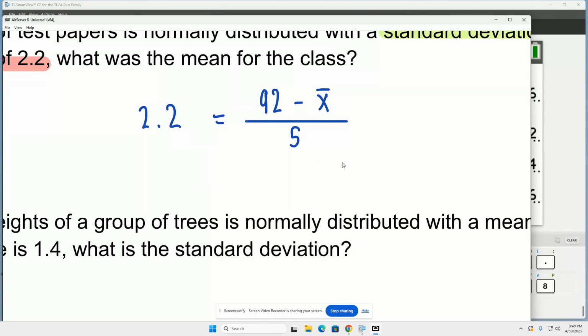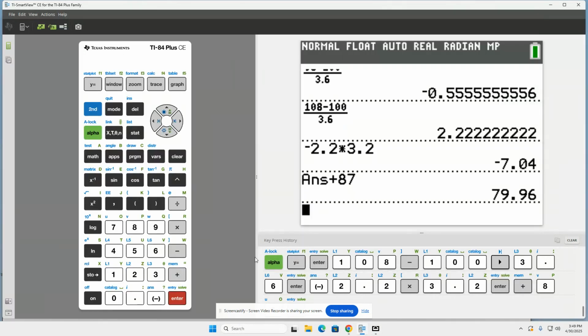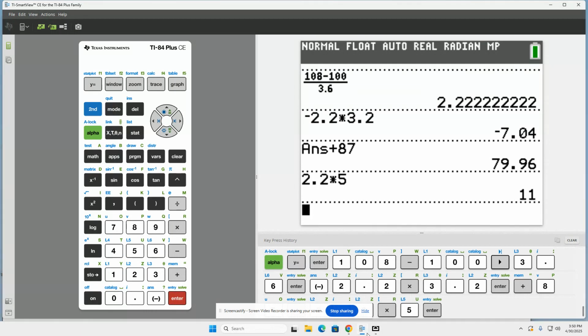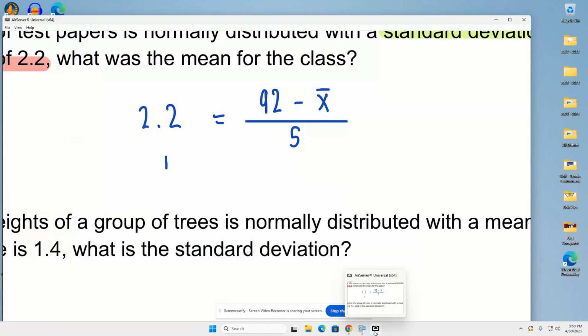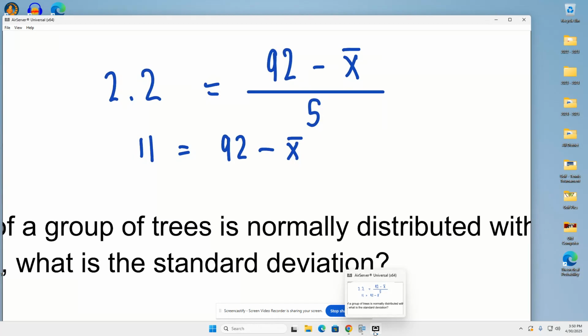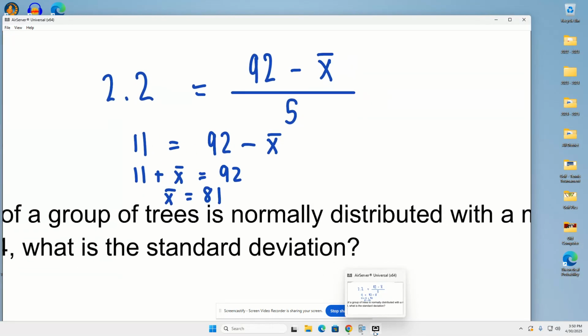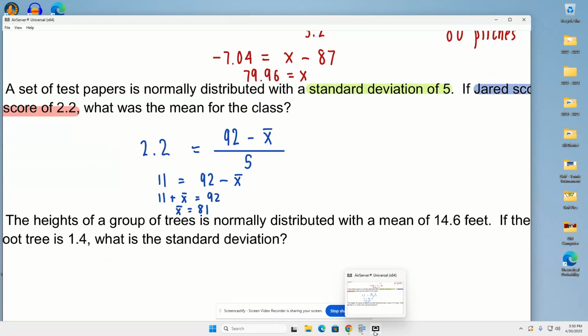So first things first, we still need to multiply by 5 to get rid of that. So 2.2 times 5 is a total of 11. So 11 equals 92 minus the mean. Now you got a couple ways to do this. I always add the mean. So you got 11 plus the mean equals 92. And then that allows me to get the mean alone by subtracting 11. So my mean is 92 minus 11, which is 81. So the mean is 81. Okay?